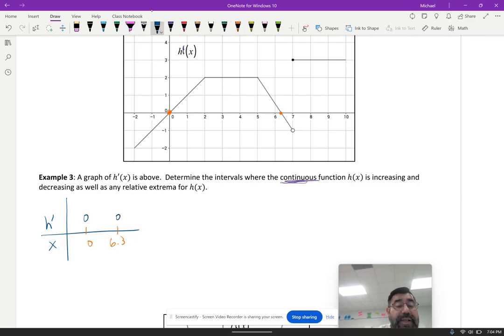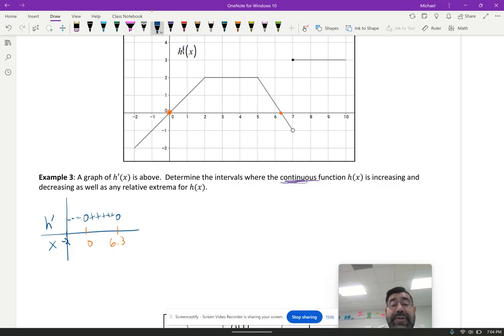What happens to the left of 0? Well, to the left of 0, all this part of the graph is negative. That means my slopes are negative. But be careful, this doesn't go on forever. It looks like it stops at -2. So -2 is the starting point. It doesn't go to -infinity. But all the slopes are negative on this side between -2 and 0. Between 0 and 6.3, all these parts of the graph are positive. So that means H prime, the slopes of H, are all positive.